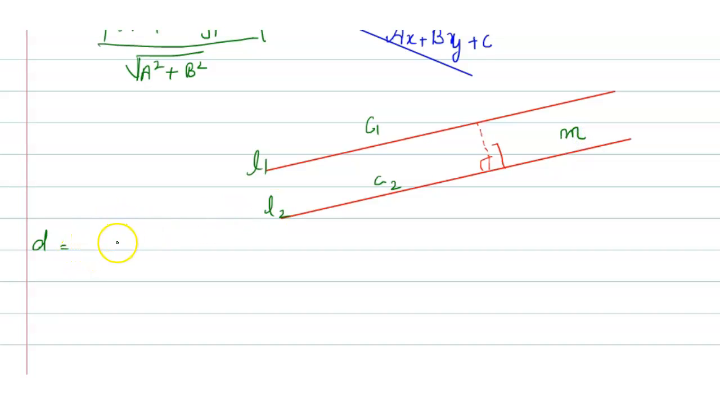Sorry, this is the distance for parallel lines. Here we will write the distance is the modulus of c1, the intercept of line 1, minus c2, the intercept of line 2, upon root of 1 plus m square. So this is the distance between two parallel lines.